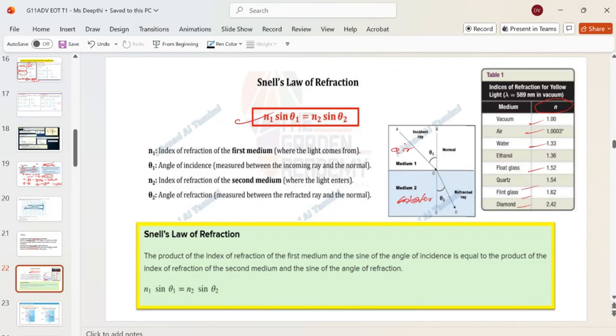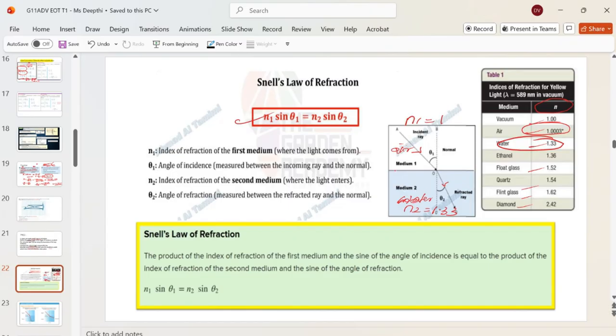So when light is entering from air to water, you can see that air has index of refraction 1. Air is the first medium because that's where the light goes from. It goes to the second medium. So n2 for water is 1.33. It's in the table, so you can use those values here.